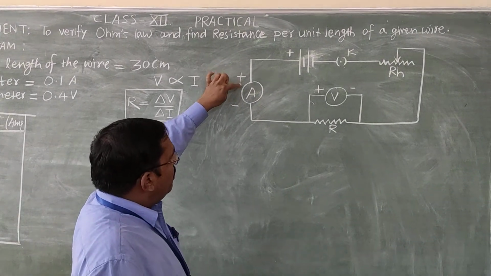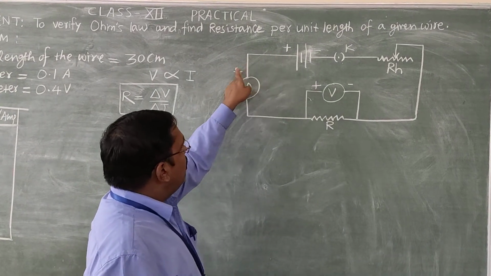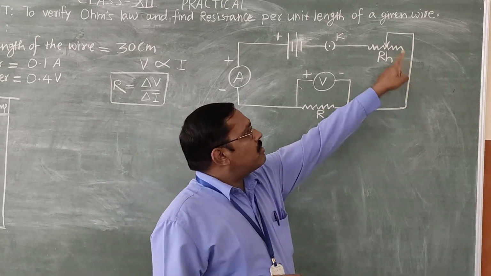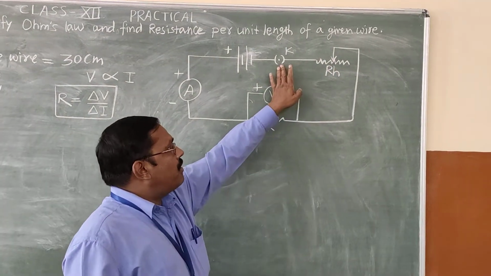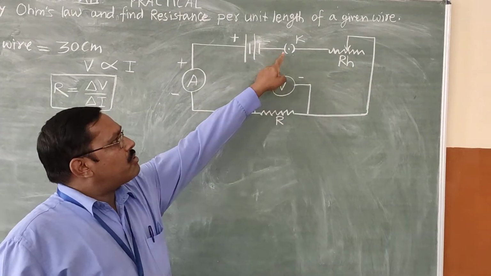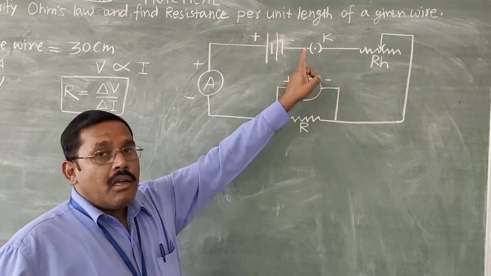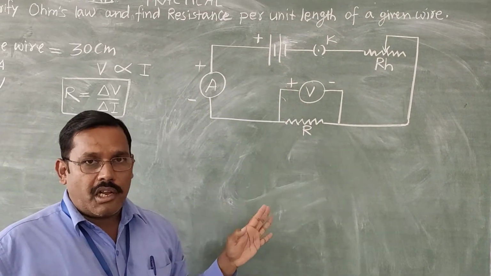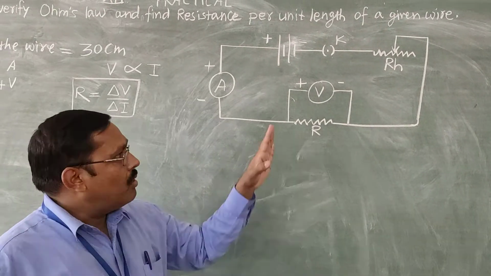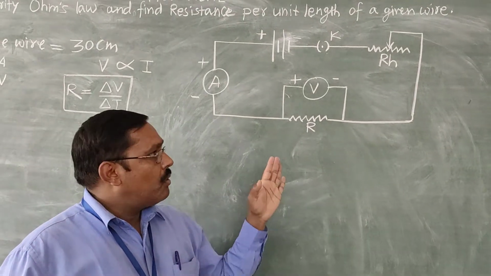So this is connected to positive, and this again is connected to positive here. All positives are on one side. The negative here, this point, goes to the upper point of the rheostat. This is a one-way key. So after every reading we have to switch off, we have to remove this key. Why? If we connect it continuously, this wire becomes hot and the temperature changes, and Ohm's law will not be followed. That is the limitation of Ohm's law.